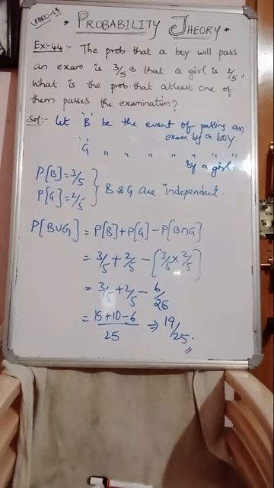B intersection G means they are independent, no, at the same time they are non-exclusive. There is a connection because both are writing the same examination. Therefore 3 by 5 plus 2 by 5 minus 3 by 5 into 2 by 5. That becomes in bracket part 6 by 25. After simplifying it, you get the answer 19 by 25. Clear, guys? So this is the example number 44.